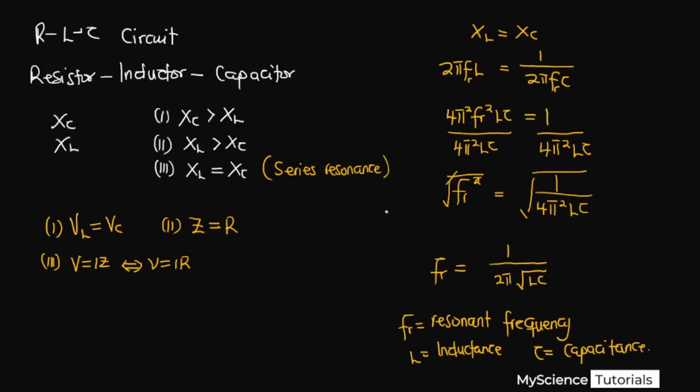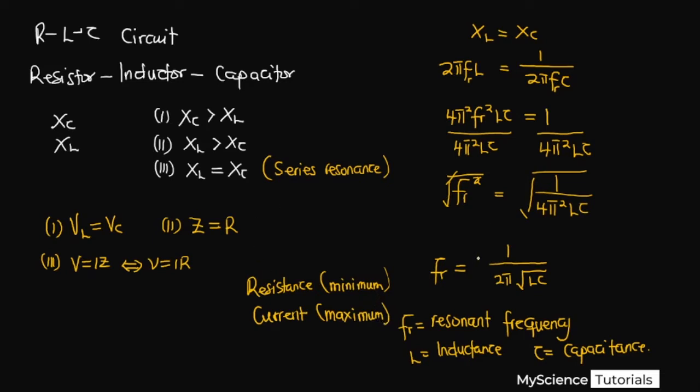Also, in this series resonance circuit, we often describe the circuit as an acceptor circuit, since it is at this point that the minimum impedance occurs and the maximum current is given out. So at resonant frequency, the resistance to the flow of current is at the minimum. Because it's at the minimum, the current experienced at this point is at the maximum.